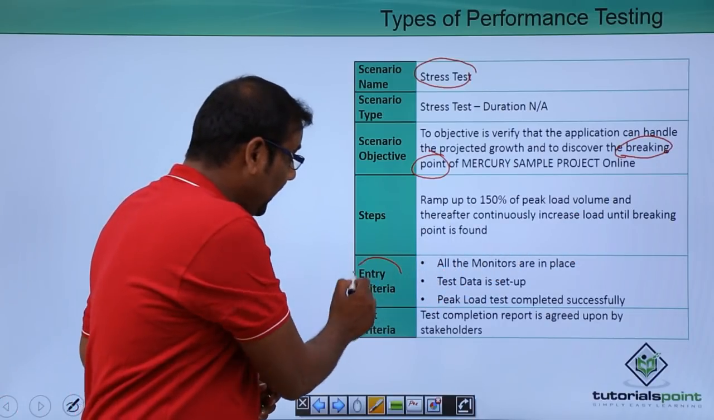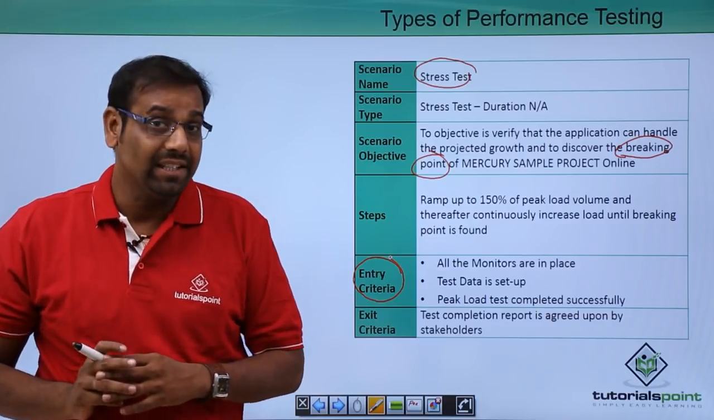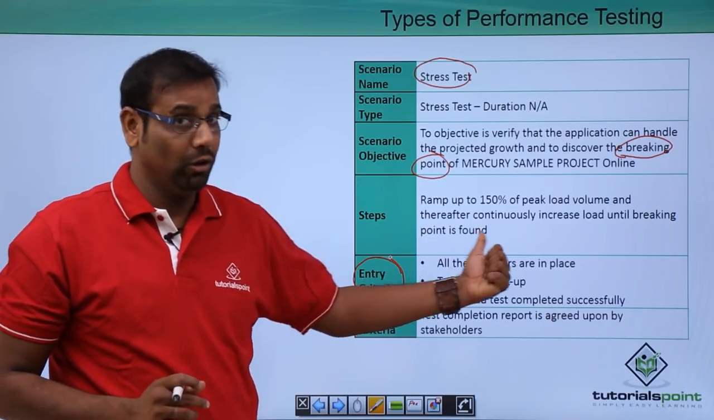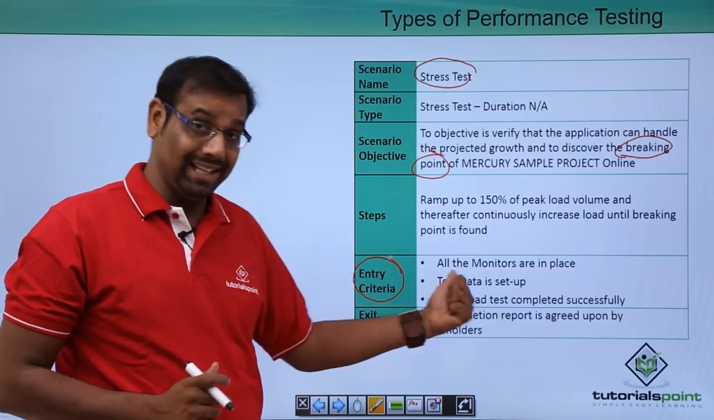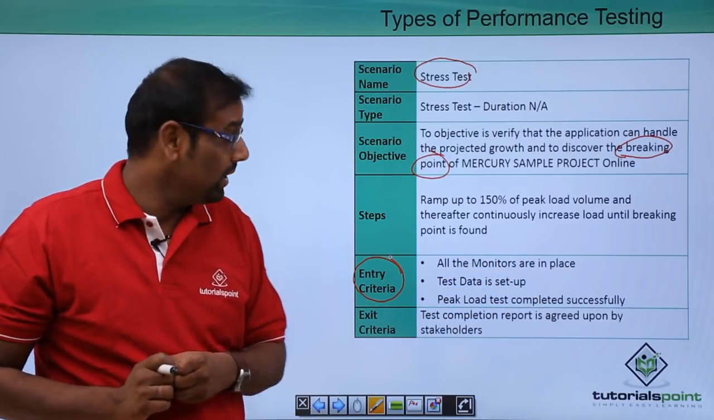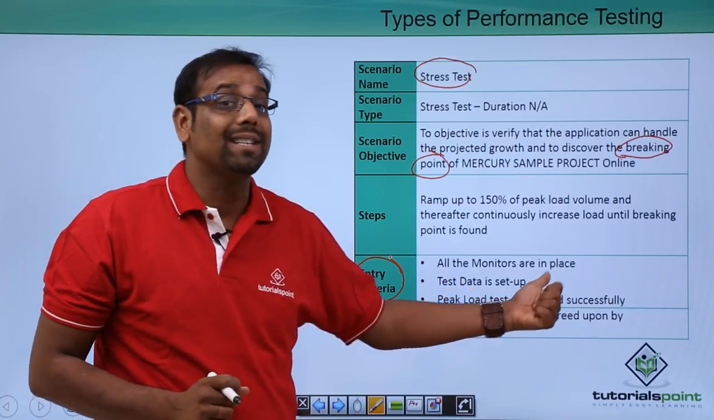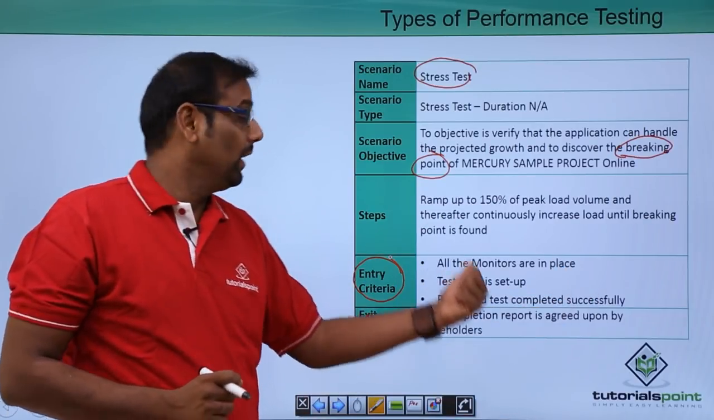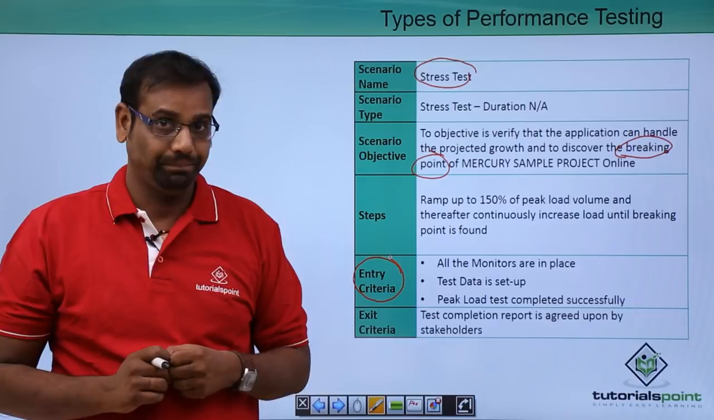And entry criteria means when we can start the test. When can we start the test? When all the monitors are in place, when the test data is done. Obviously, if you have the test data, then only you can do the execution. And finally, the peak load test is completed successfully. Only then you can start this stress test.